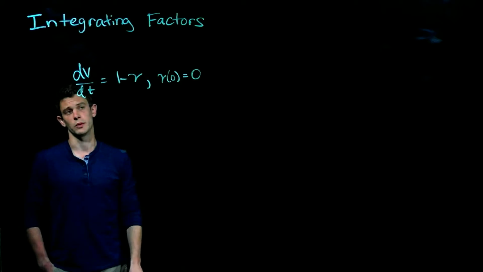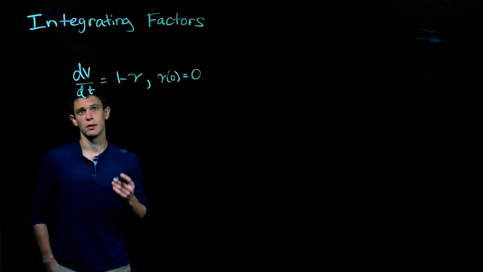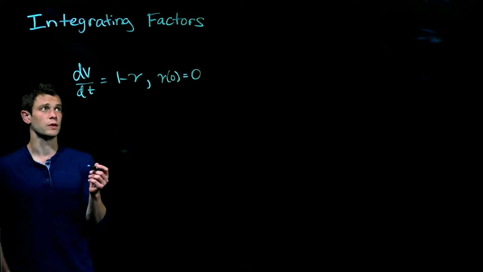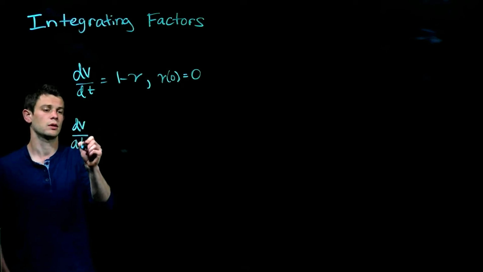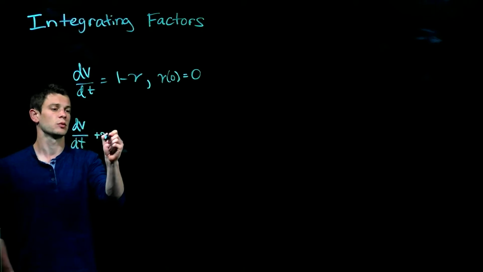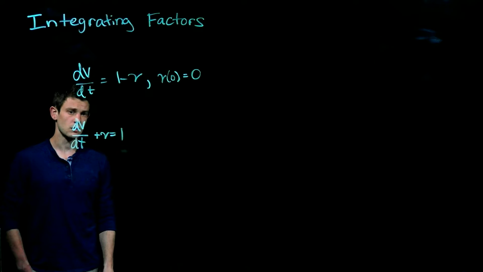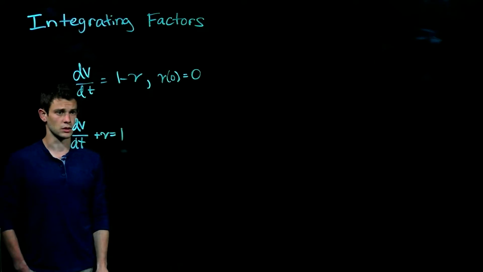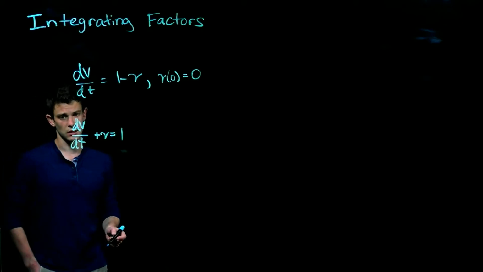So usually we would approach this problem and maybe we would go with separation of variables. But instead, we're going to do something a little bit different, and we're going to first bring the v over to the left-hand side. So we'll bring it over, and we get dv/dt plus v is equal to 1. And now this is where we're going to use a bit of an unusual trick. We're actually going to multiply the left and right-hand sides by e to the t.